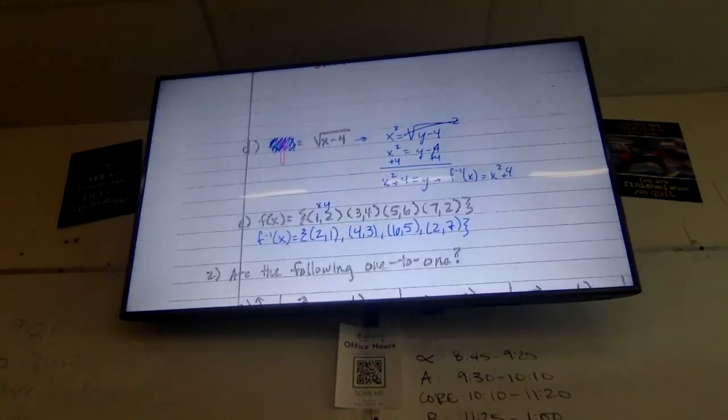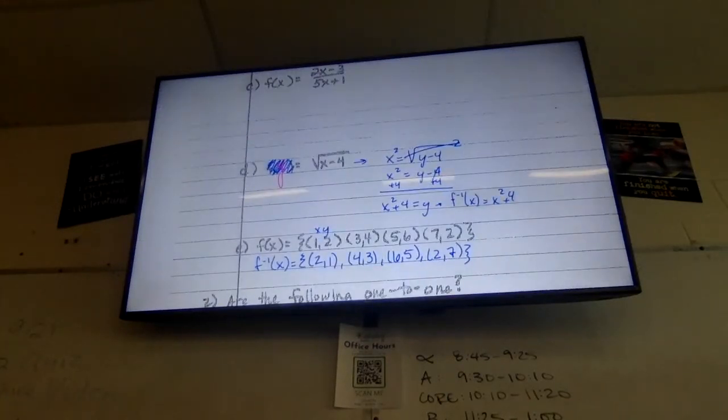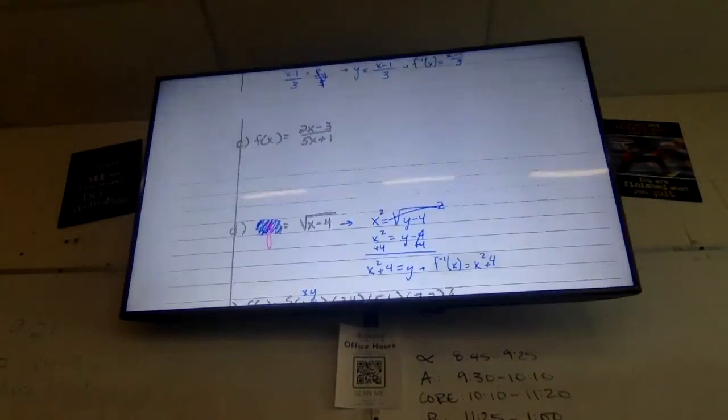Okay. All right, let's go up and do letter C. I skipped this one because it's a little bit more algebra and I wanted to kind of get the new concept of the inverse functions in our brain first, okay?